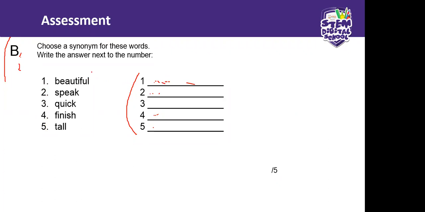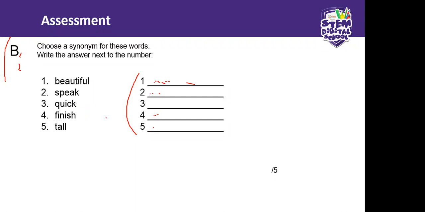I'm repeating. You are going to write just the answers. Number 1, another word that means the same for beautiful. Number 2, give me a synonym for speak. It means something that means the same. Number 3, another word for quick that means the same. And then number 4, a synonym for finish.